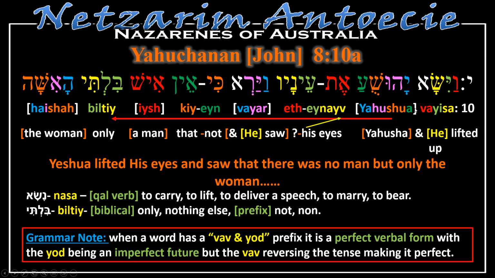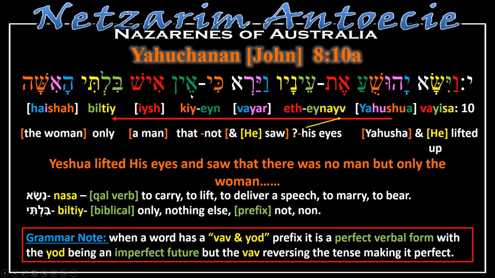And he lifted up, and then who lifted up? Yeshua or Yehushua. Et, which is a grammar marker, einav, his eyes, and the his is the vav at the end. Then we have vayar, and he saw. The reason it's saw, not to see, means we got a vav and a yod. Yod is imperfect, the vav makes it a perfect form, and he saw.